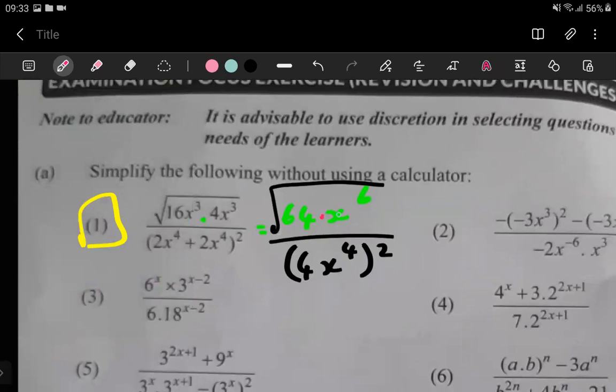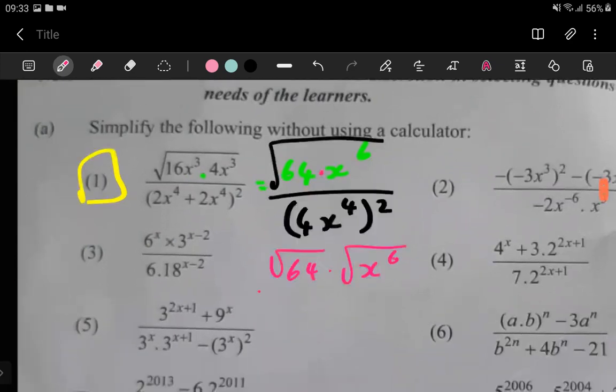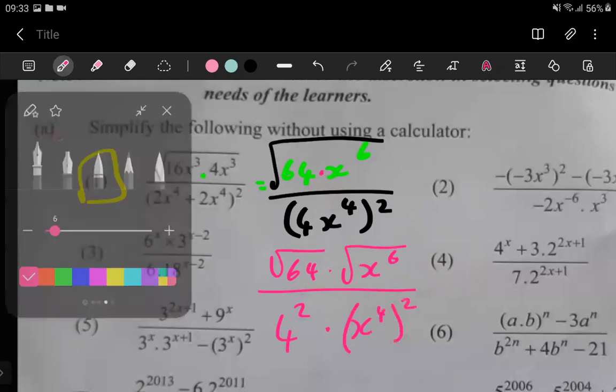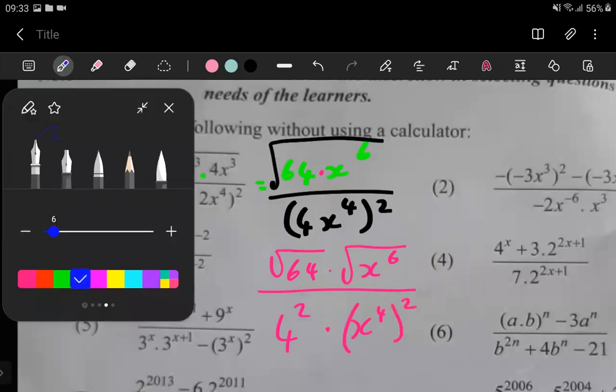Because remember, the square root symbol tells us we can put square root of 64, get an answer. Square root of x to the power of 6, get an answer. At the bottom here, our laws tell us that the 4 has to be squared, the x to the power of 4 also has to be squared. You get it, because all the surd laws are the same as exponential laws.